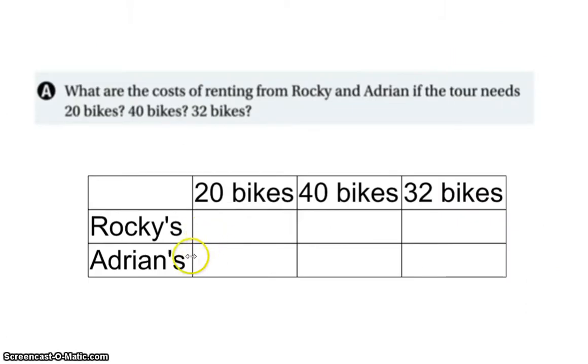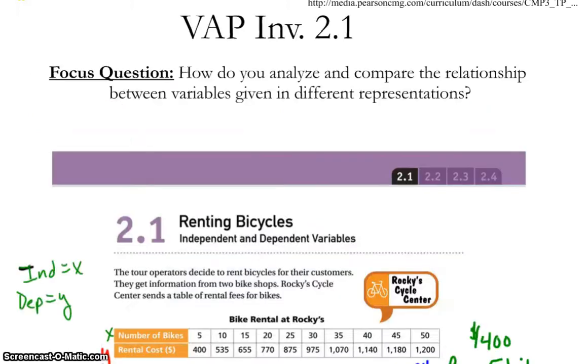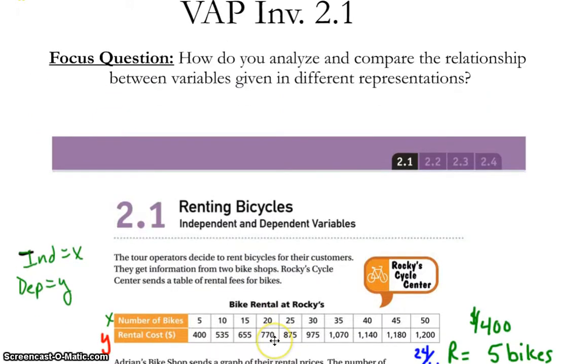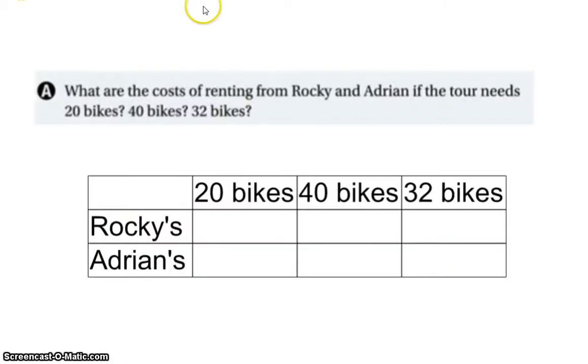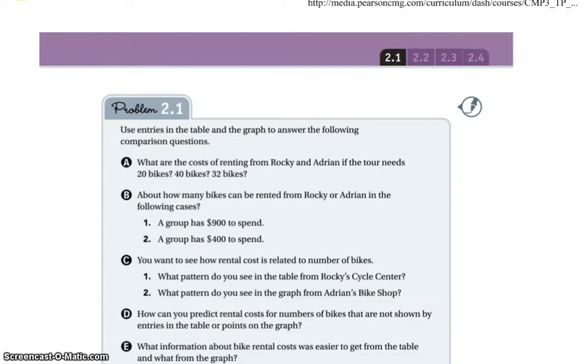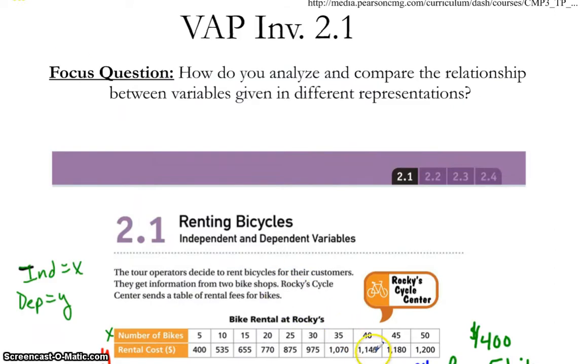All right, so continuing on. The first question, question A, asks us to find the cost of renting the bikes from Rocky and Adrian if the tour needs 20, 32, and 40 bikes. So I'm going to start with Rocky's. Rocky's says, if we go back to the table, 20 bikes cost $770 using his table. So we're going to go back over here, 20 bikes, $770. So we can just fill in that information.